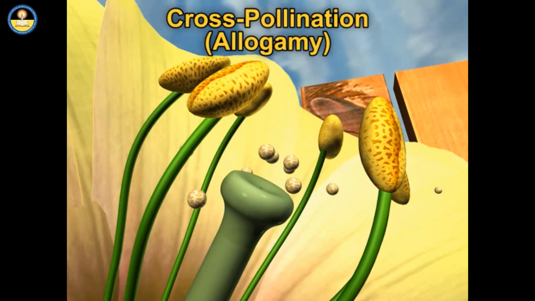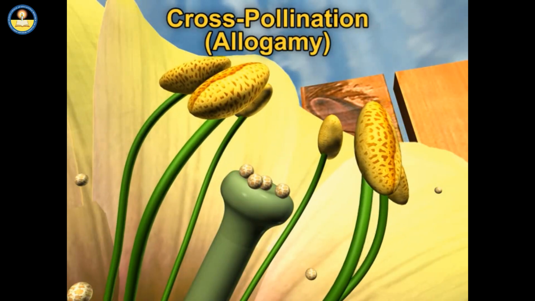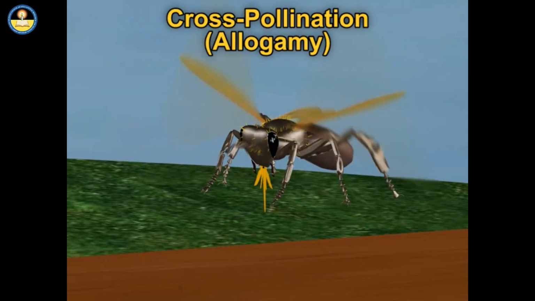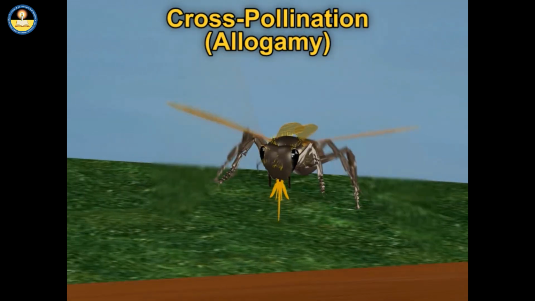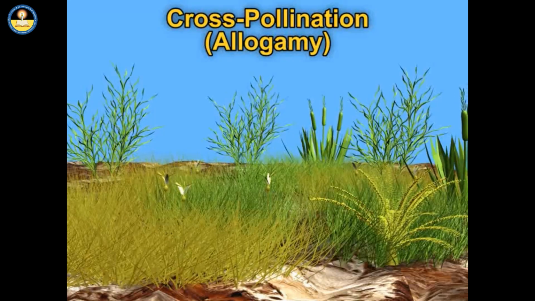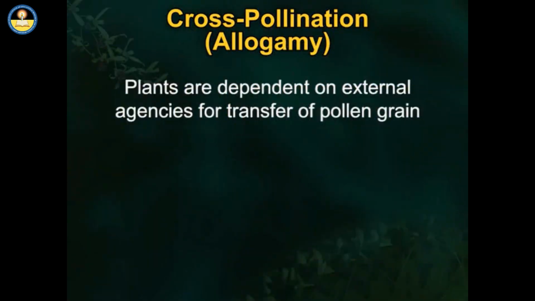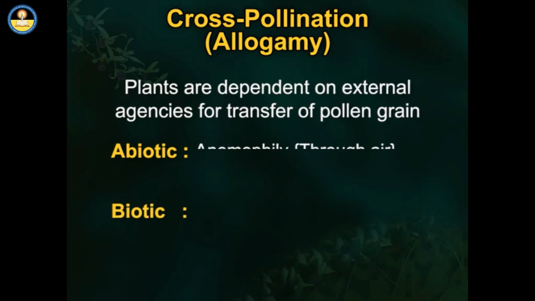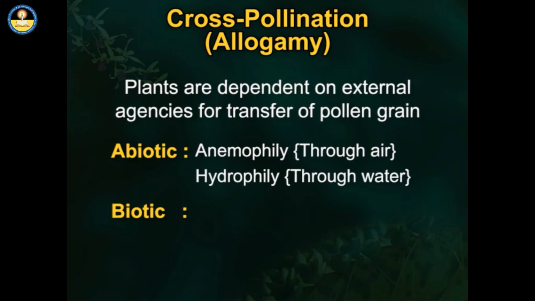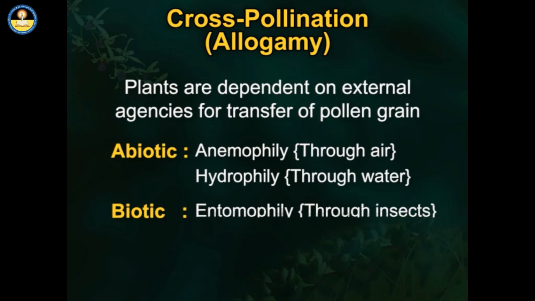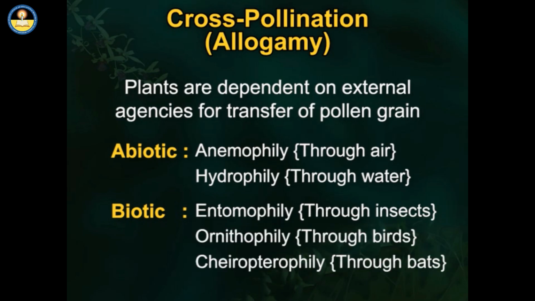Pollination is the transfer of pollens from the stamens to the stigma. The pollens are often carried by insects and other animals, but sometimes by wind and water too. So we can divide the agents of pollination into 2 categories: abiotic agents and biotic agents. Anemophily and hydrophily are the 2 abiotic ways through which pollens can be transferred, whereas biotic agents are insects, birds, bats, etc.